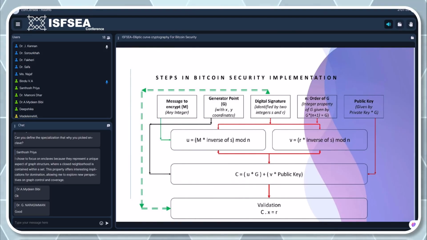These are the steps in Bitcoin security implementation. The first level component belongs to the owner, that is user A, and contains the nonce. The second level components are derived from the message M, digital signature R, S, and order of G, given as N. The third level component is the encryption process, and the fourth level component resembles the decryption once the recipient, that is user Z, gets the message.